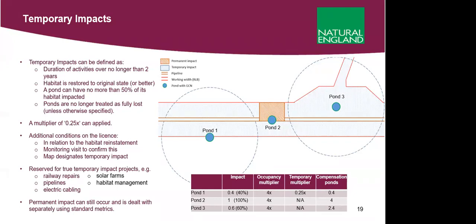So just to demonstrate how this would work, in this indicative example we've got a pipeline scheme coming through that's affecting a number of ponds. They all have newts in for the sake of this example. So pond 1 would normally be treated as fully lost under standard DLL, but as I said, we're looking at that proportional impact instead.